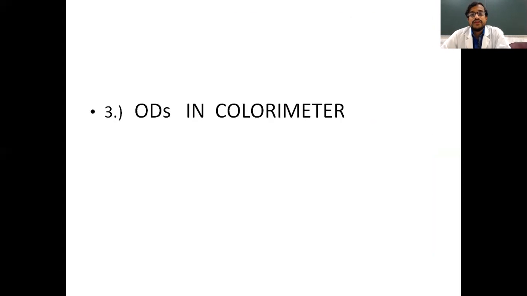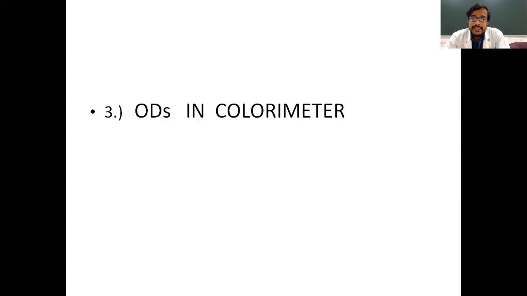Incubation. So after incubation, what we'll be doing is we'll take the ODs in the colorimeter. ODs are nothing but optical density. It is nothing but absorption of light by the colored substance. So we'll take these ODs in the colorimeter. That's the third step we know.